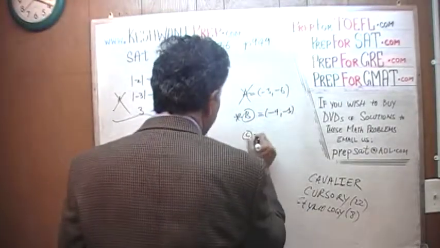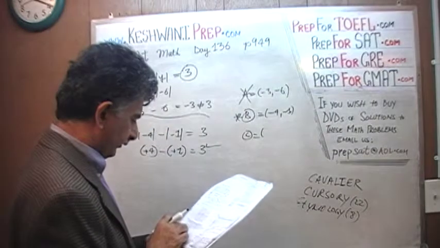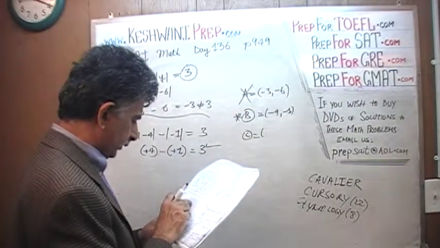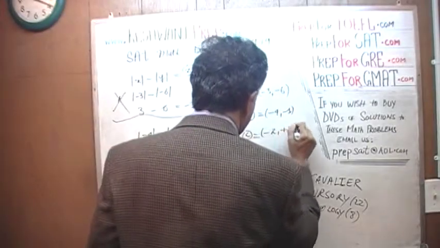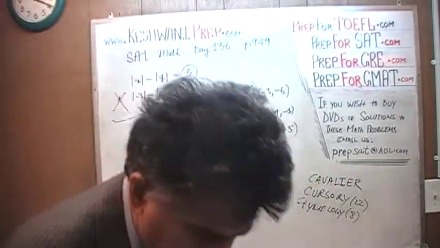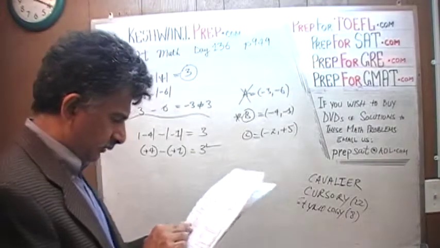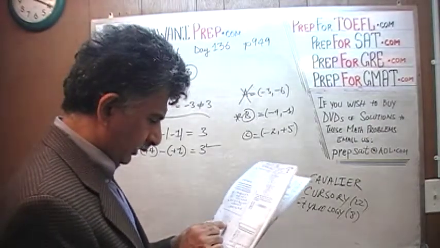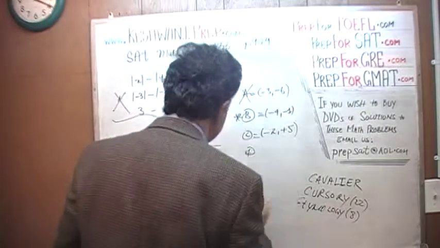Just to make sure that you are reading them correctly, C should read as negative 2 and a positive 5. That's our C. D should read as 4 and 3.